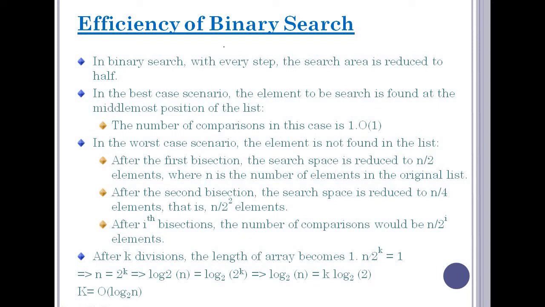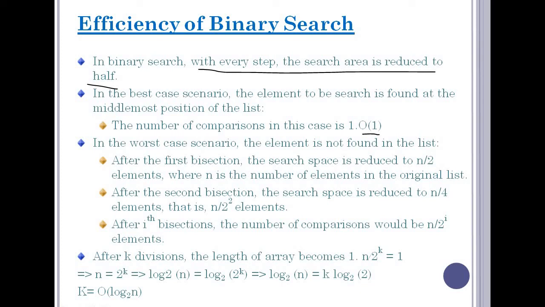Here we have seen that after calculating the mid, depending on the value which we want to search, we are discarding the first half or the second half. In the first half also, again calculating the mid, again we are dividing the array into two parts, again depending on the element which we want to search, we are discarding one of those parts. So in this way, in every step, the search area is reduced to half. In the best case, the element is going to be present at the mid, so we require only one comparison, and that is nothing but big O of 1. So this is my best case scenario.